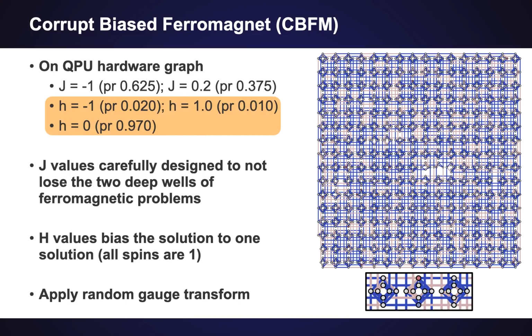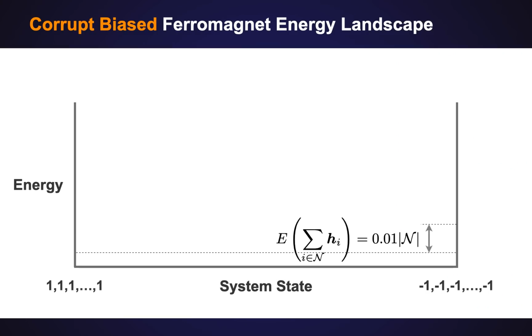Now, in practice on the platform, we're going to apply a random gauge transform before we solve these problems. But for the purposes of this talk, I'm not showing that to you so that you can see the structure in these visualizations. Now, I'll draw this cartoon to try to give you an intuition for what the energy landscape of this corrupted biased ferromagnet looks like.